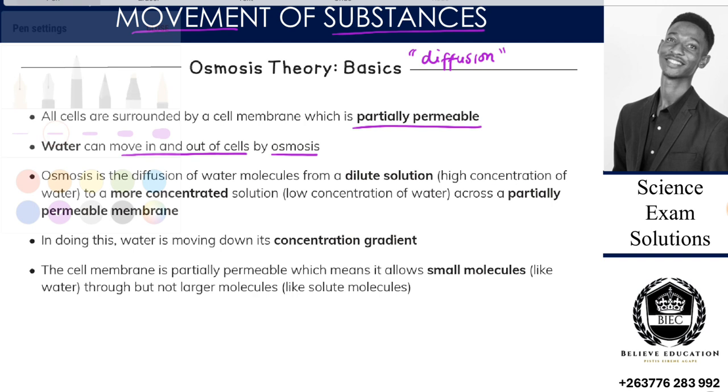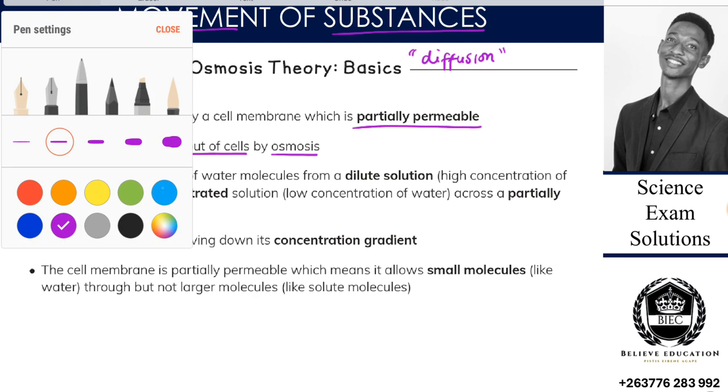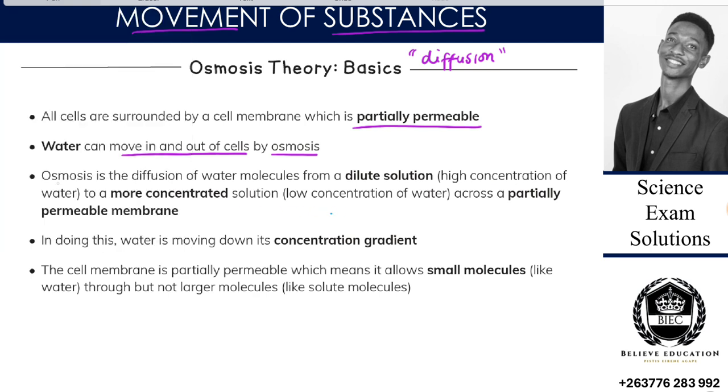So maybe I use another color. Our osmosis is a diffusion, right? By diffusion we say you are moving from a region of high concentration to a region of what? Low concentration. Is that okay? Then this is the diffusion of water molecules, and so water molecules move from a region of high concentration to a region of low concentration.